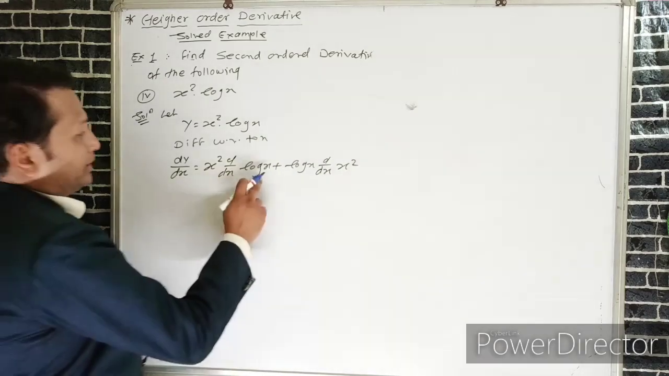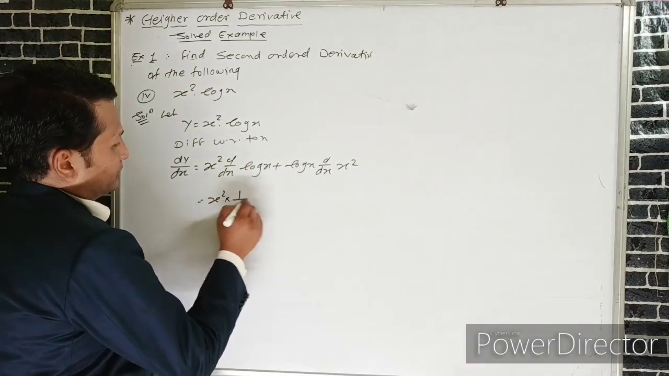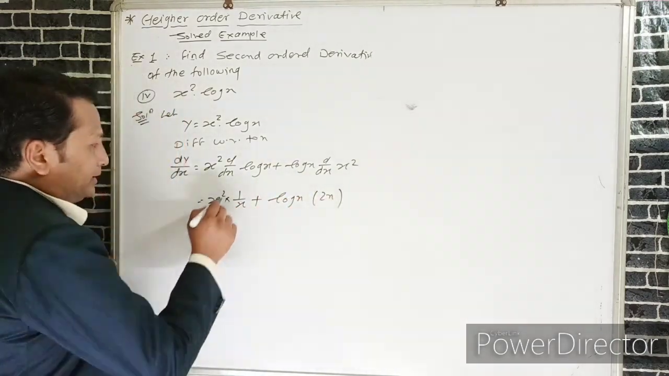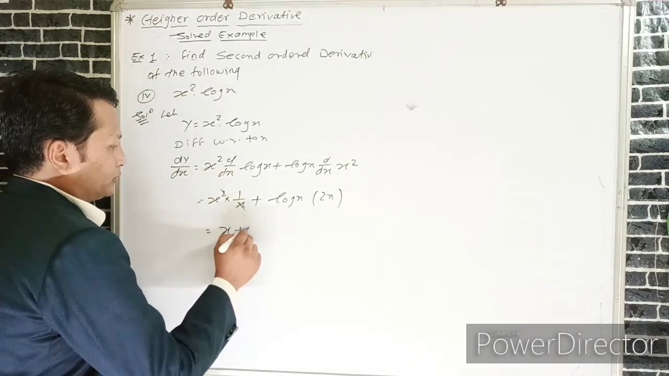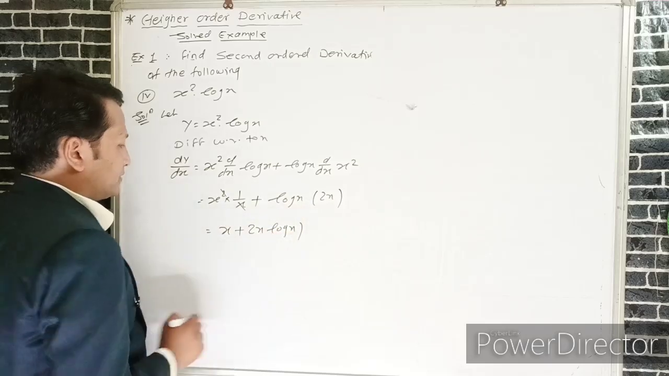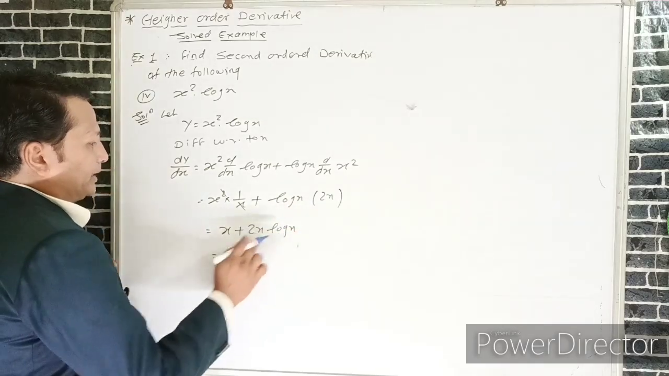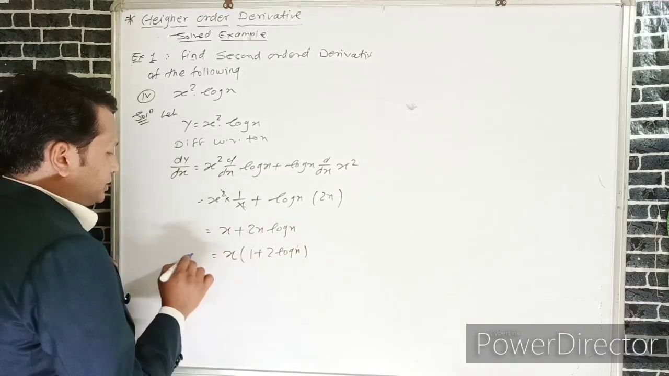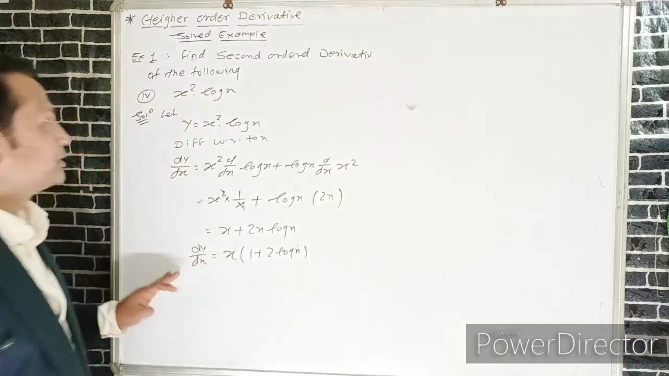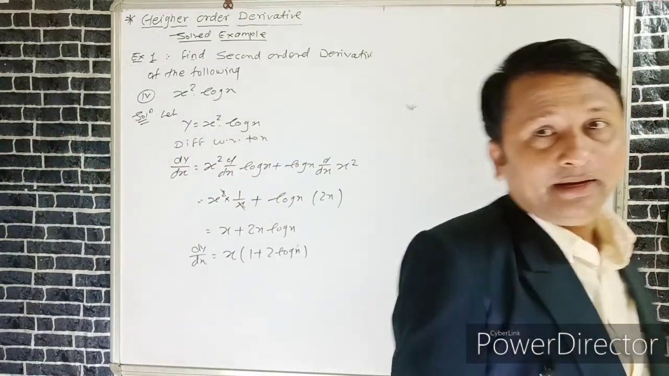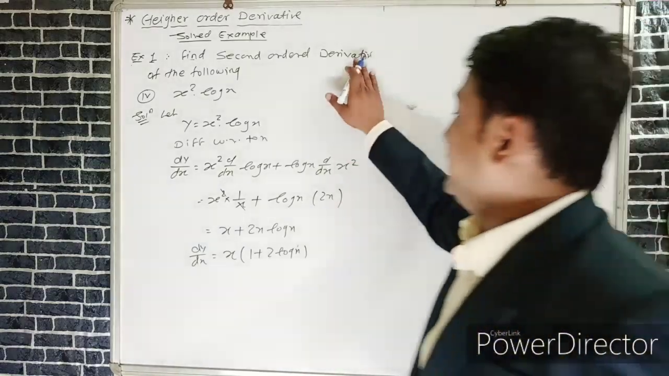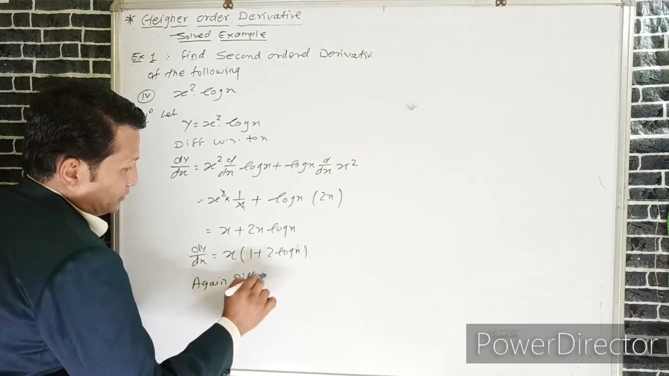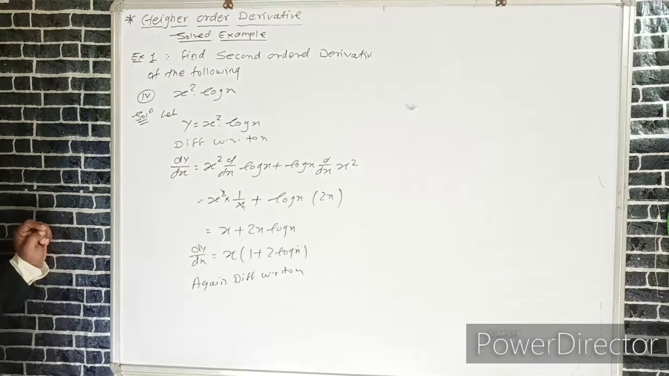We know that the derivative of log x is 1 by x. Here we can write x square into 1 by x plus log x into derivative of x square, which is 2x. Here x square and x cancel, we can write x plus 2x into log x. Now if we take x common from both terms, we can write x in bracket 1 plus 2 log x, which is dy by dx, also called the first order derivative. But we have to find the second order derivative. It means that we have to again differentiate with respect to x this term dy by dx.